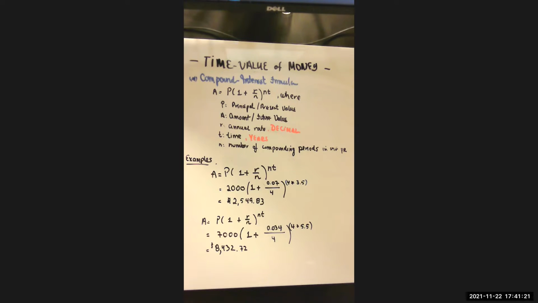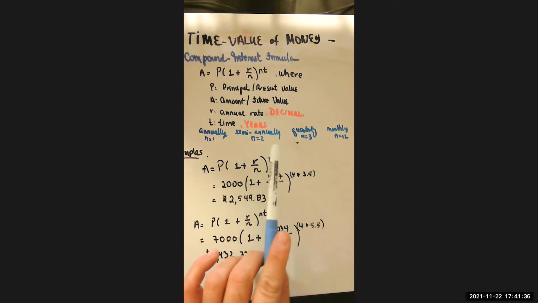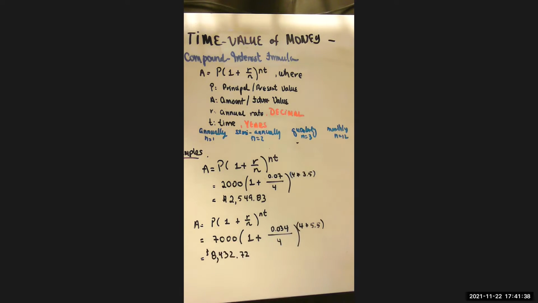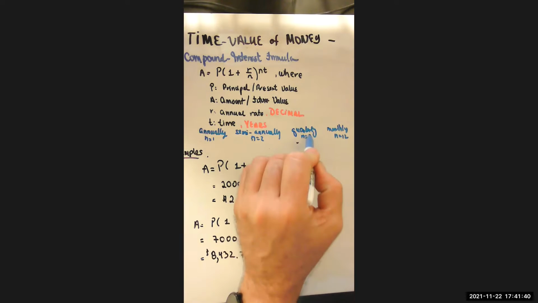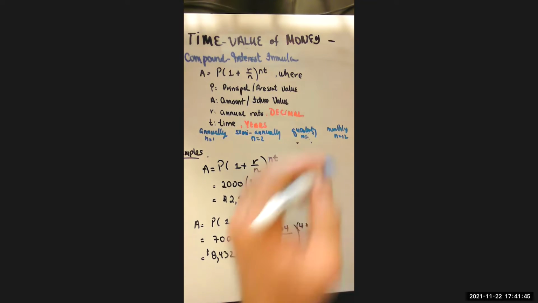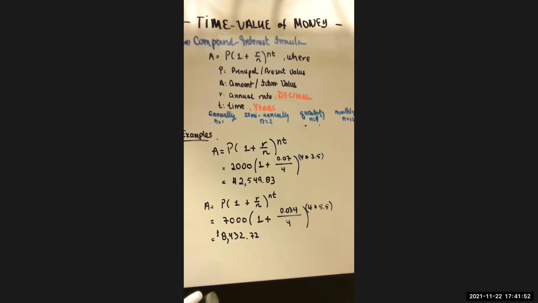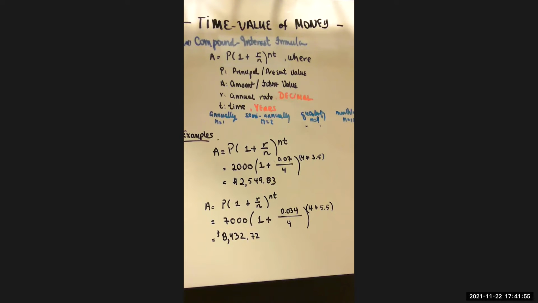What does it mean? Of course, N represents how many times we're going to apply the interest rate based on the compounding periods. For example, if we compound the money annually, N will be equal to 1; semi-annually, N equals 2; quarterly, N equals 4; monthly, N equals 12; weekly, N equals 52; daily, N equals 365 days. So let's go ahead and do one example, actually 2 examples.